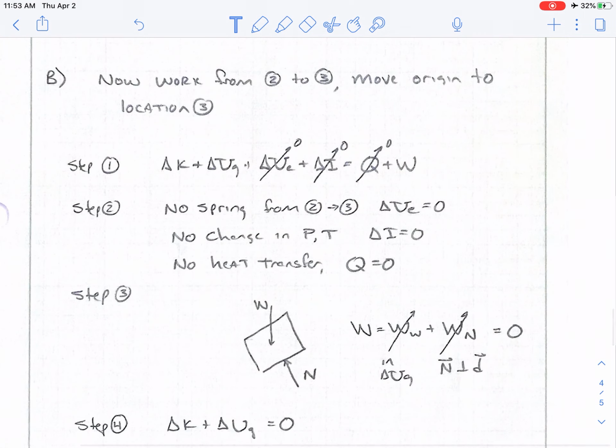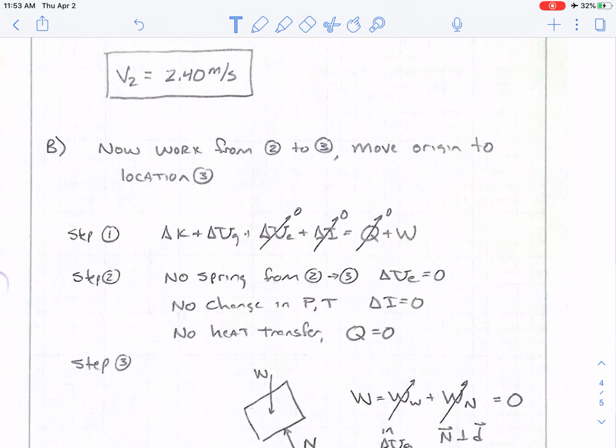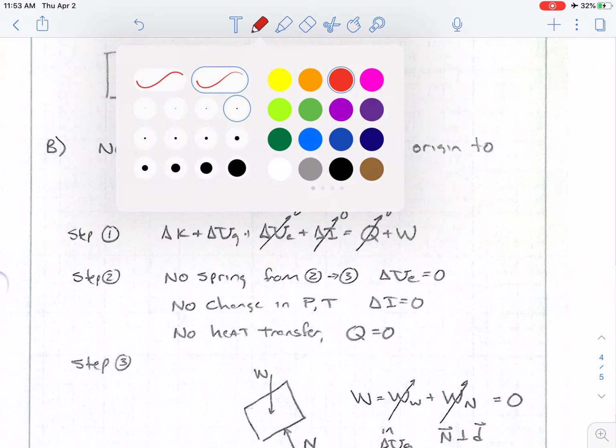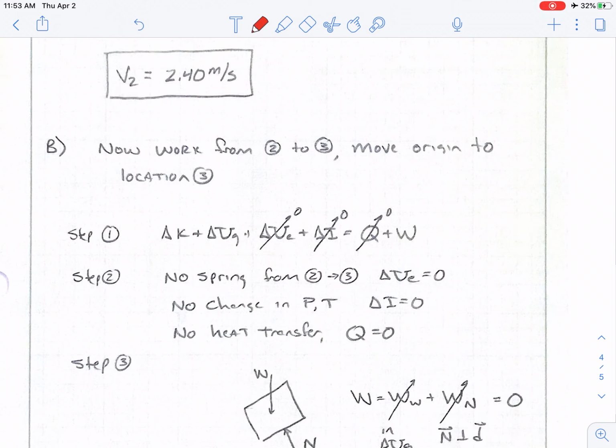But we know now what the speed at v2 is from part A. So again, we just chose our points 2 to 3. That's step 0, and step 1 is writing the energy conservation equation and then simplifying it. From 2 to 3, we don't have a spring, so we take that term to 0. Next is the change in internal energy. Again, there's no change in pressure or temperature, and that's why it's 0. And for the heat, there's no heat transfer.